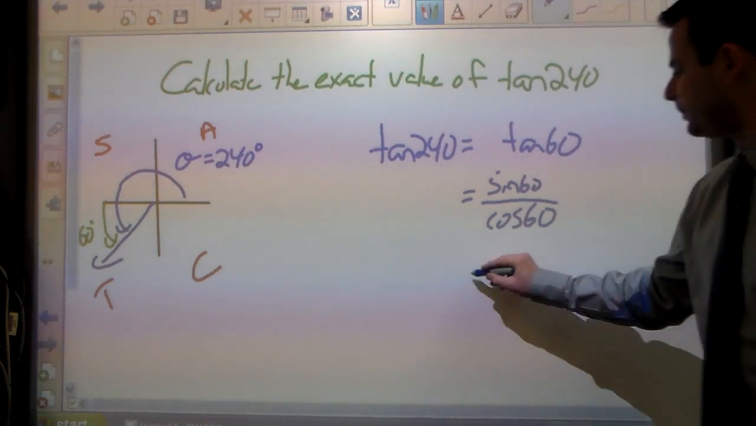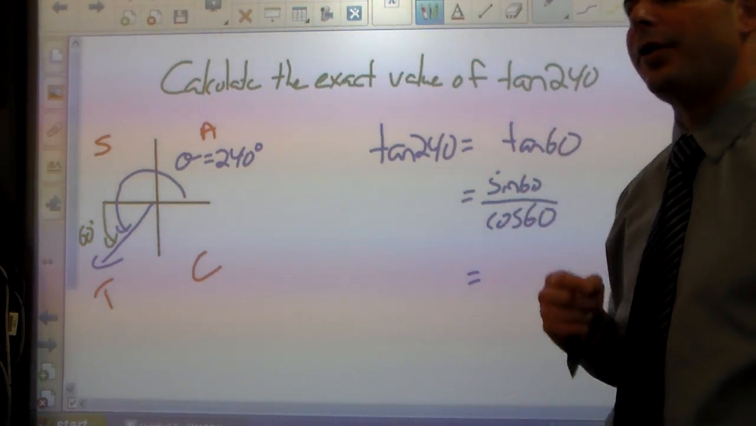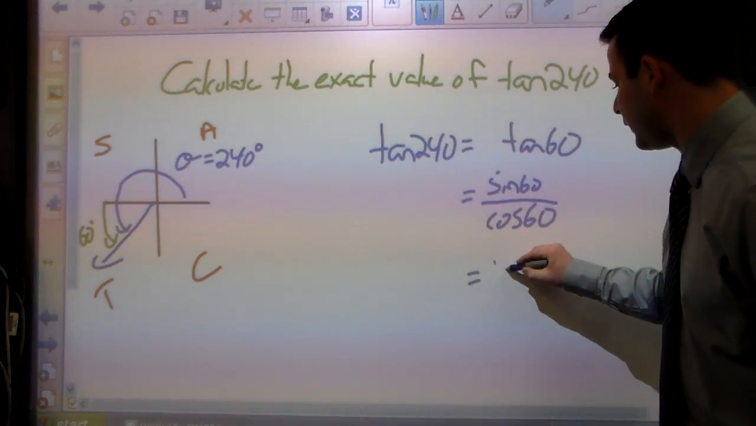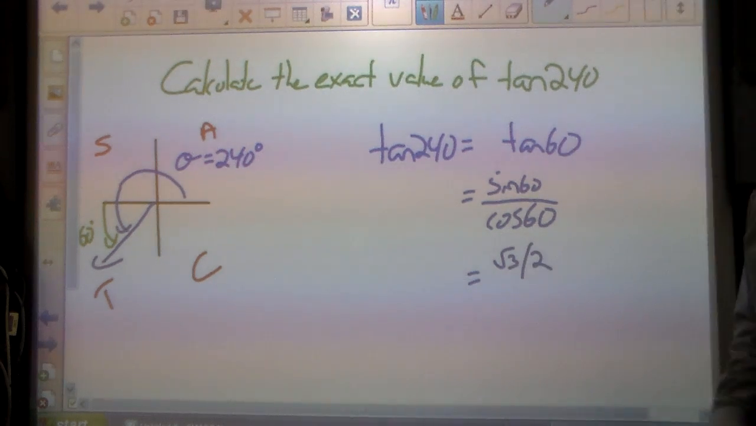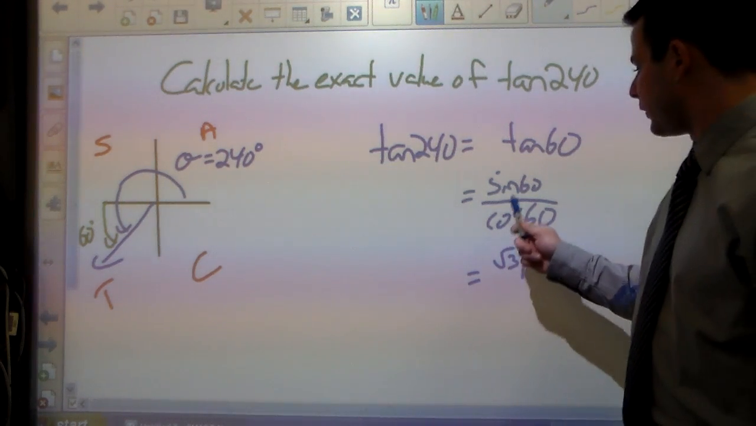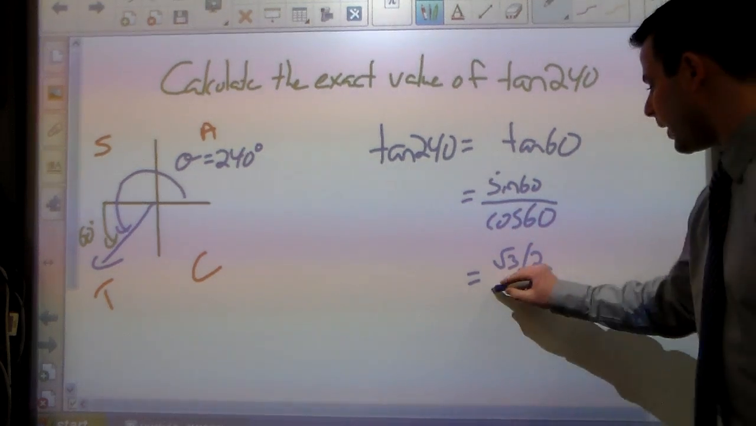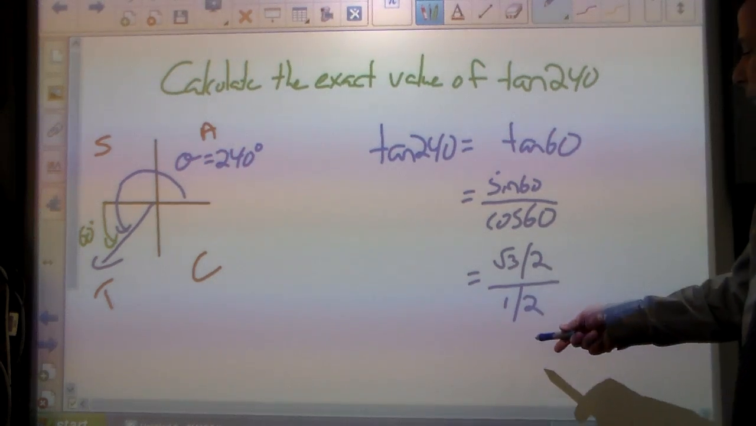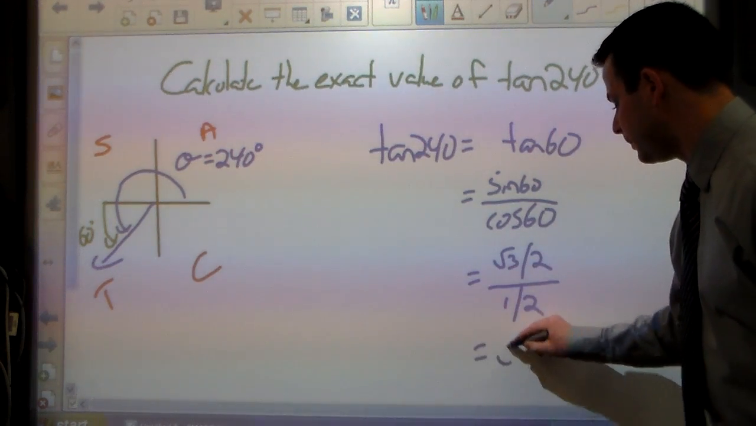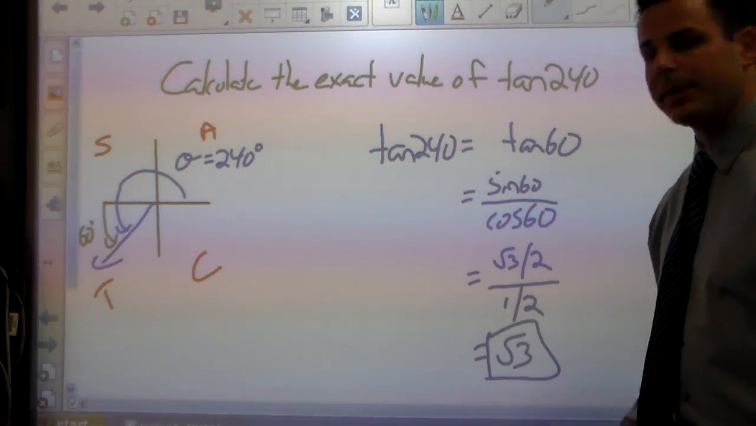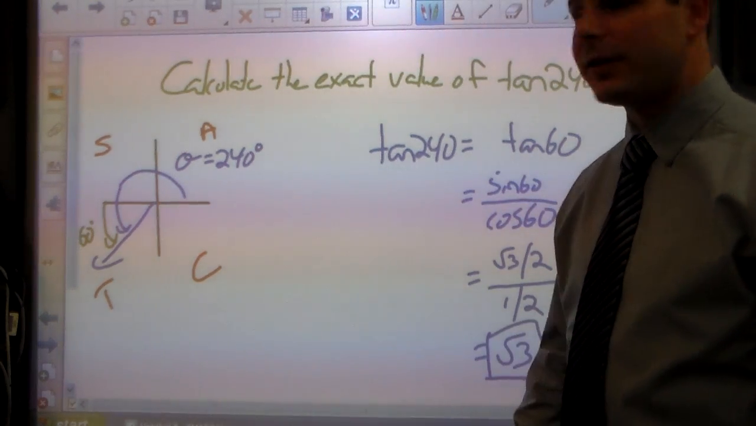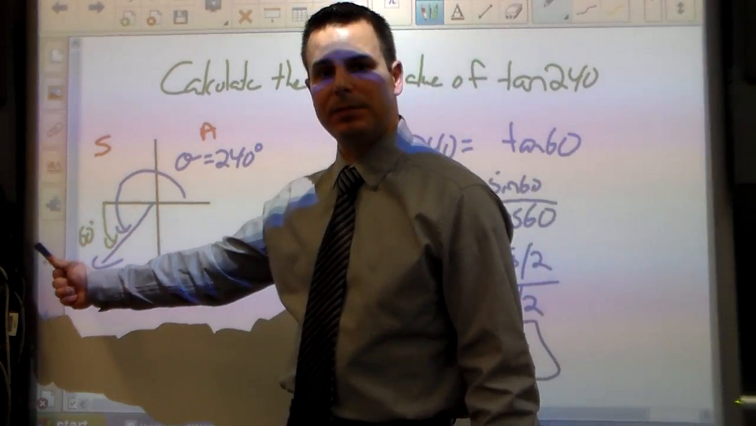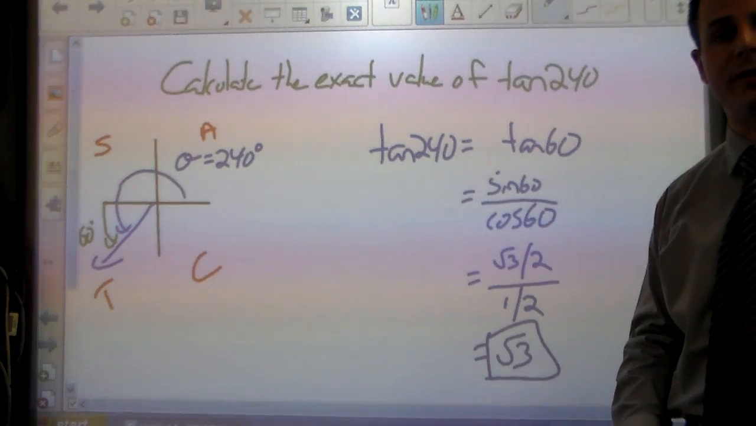Well, sine of 60, I didn't memorize that. I know that the sine of 30 is a half. Well, if the sine of 30 is a half, the sine of 60 can't be a half. The sine of 60 has to be radical 3 over 2. Well, if the sine of 60 is radical 3 over 2, the cosine of 60 can't be radical 3 over 2. It's got to be a half. And in this case, we have canceling 2's, and radical 3 over 1 is radical 3. So what we did, we found the exact value of the tangent of 240 by using a combination of reference angles and special right triangle values.